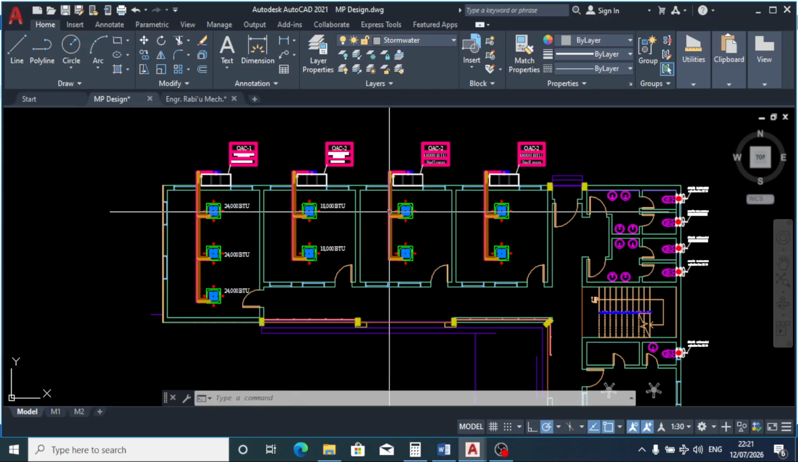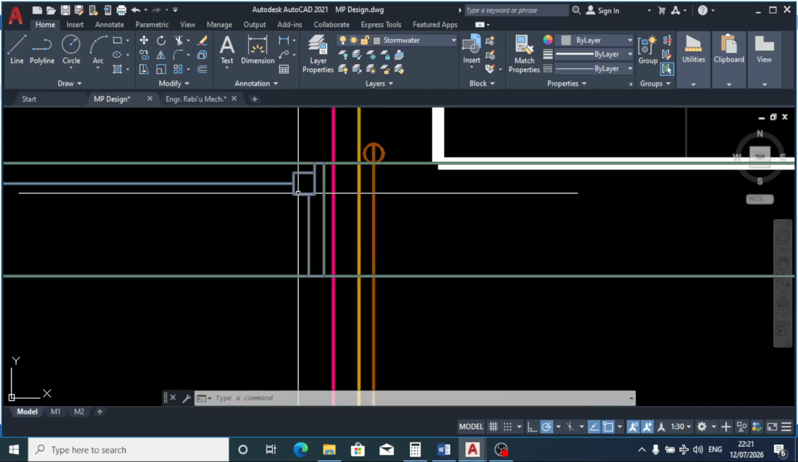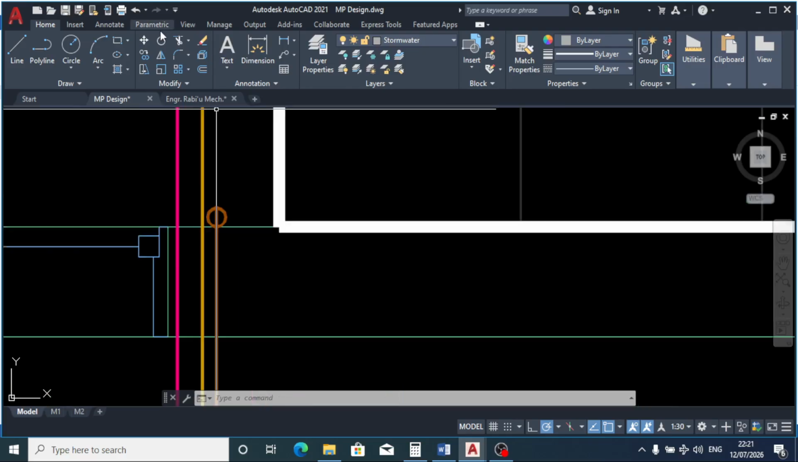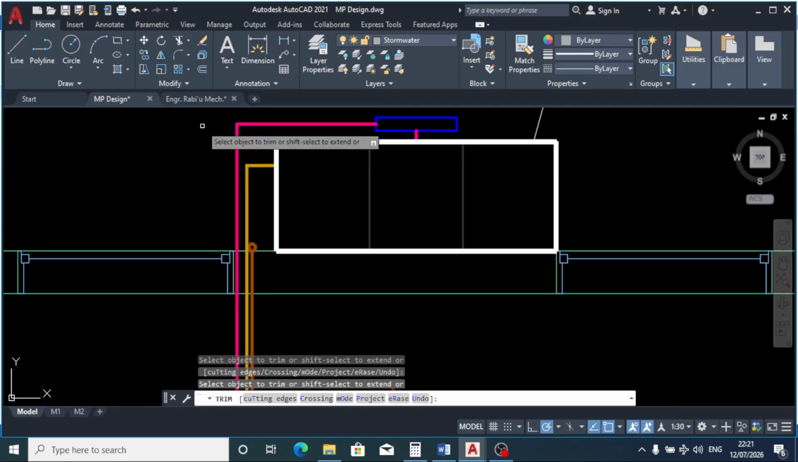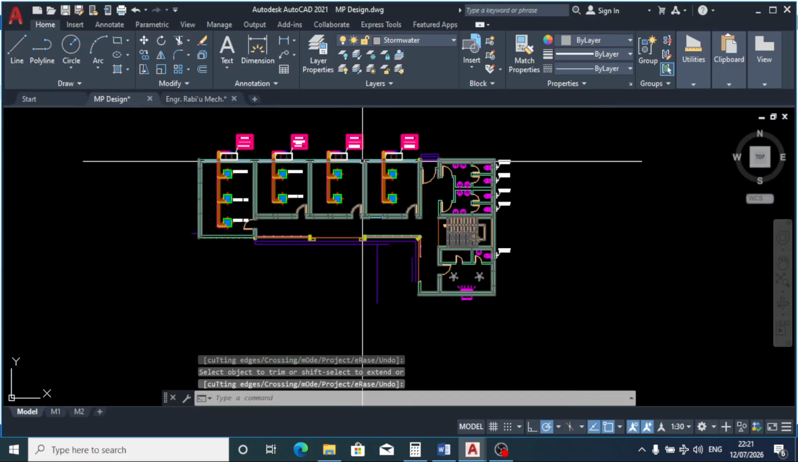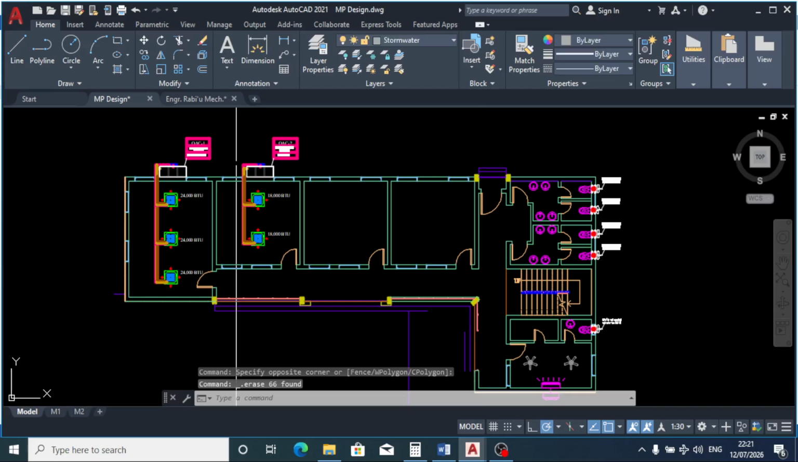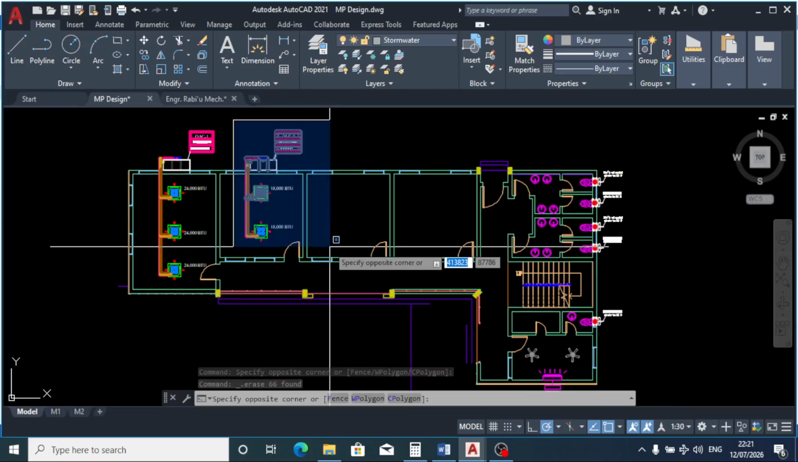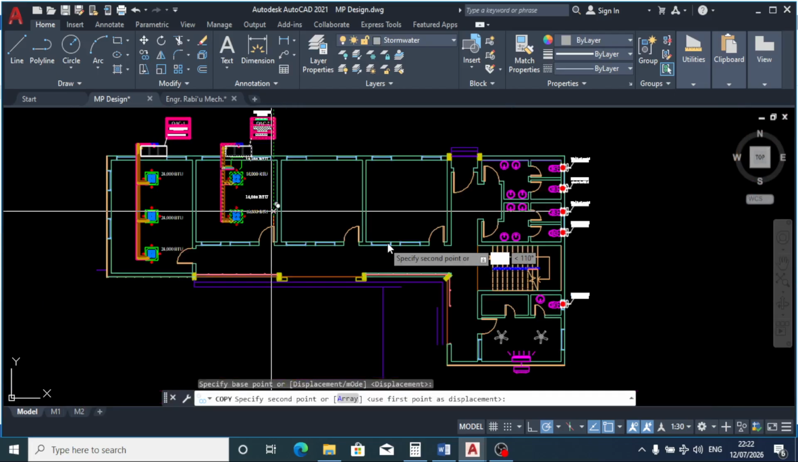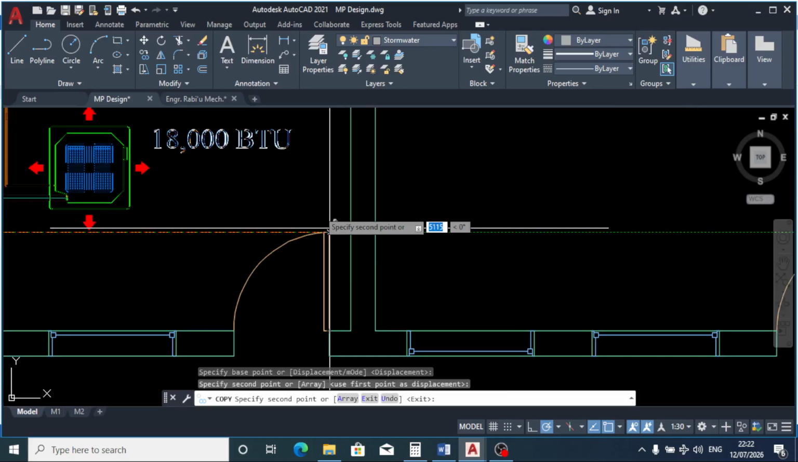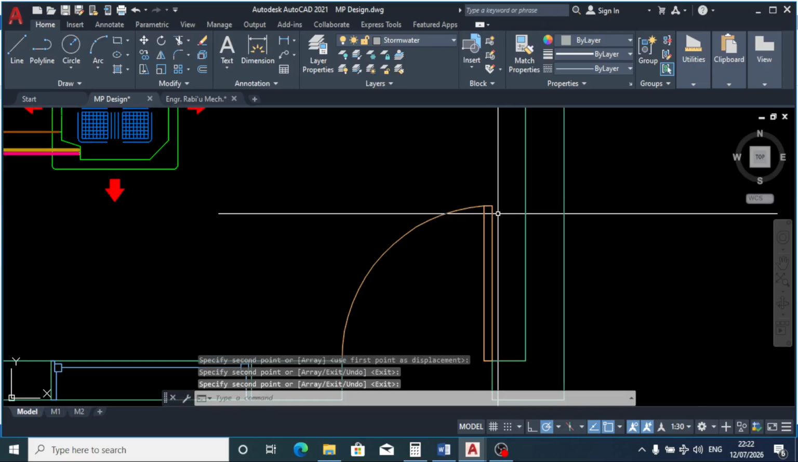And just copy this with reference to this door, place and place.